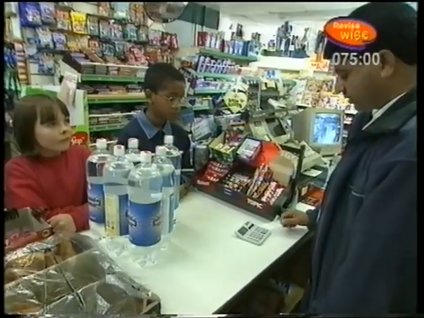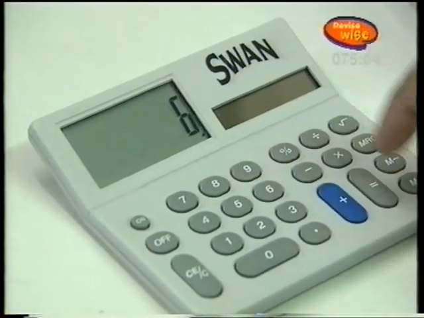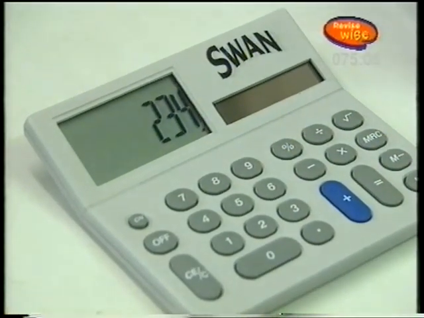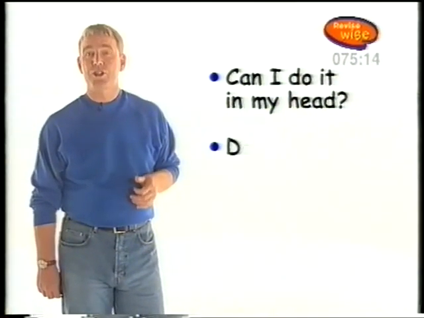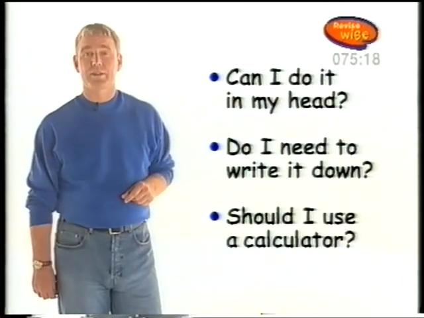246 times 39. Another way to multiply the price of several things is to use a calculator. It's 234. Now, when you're faced with some numbers you want to multiply, it's useful to think first, can I do it in my head? Do I need to write it down? Or should I use a calculator?